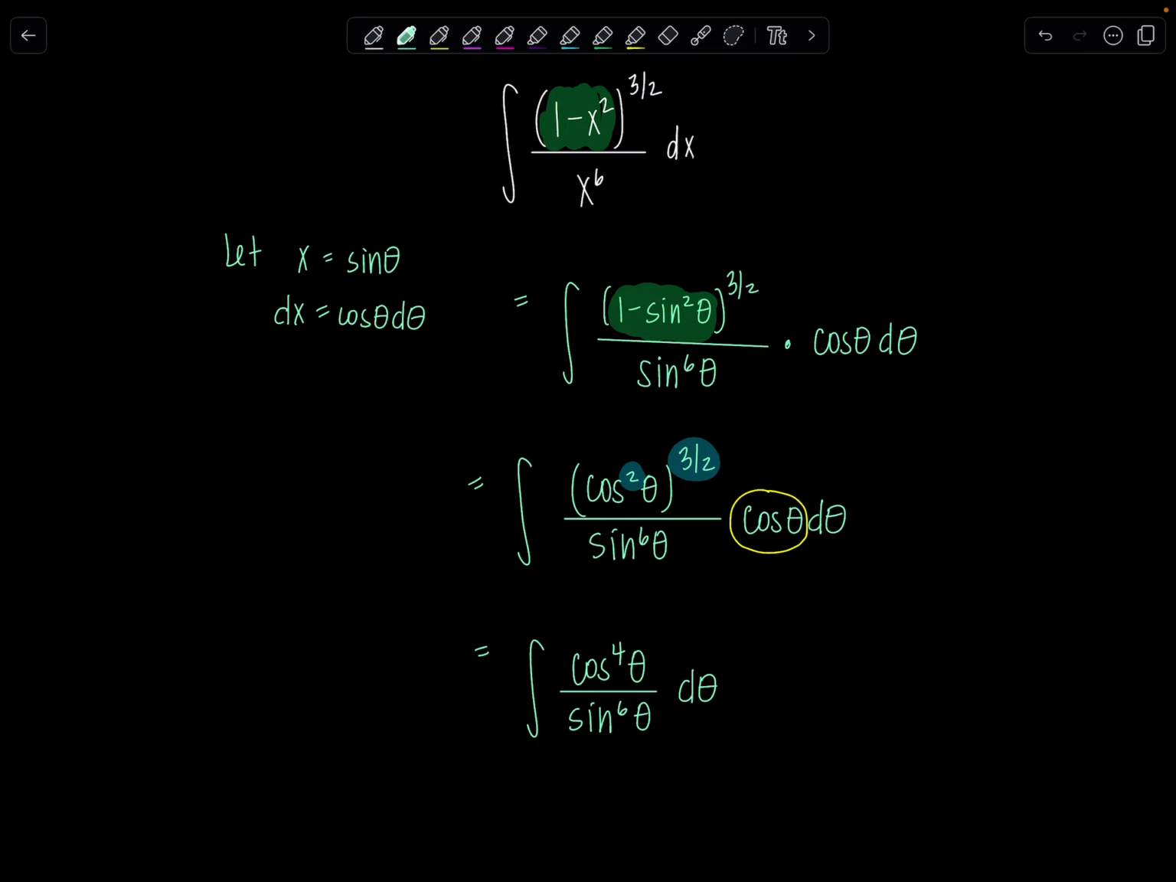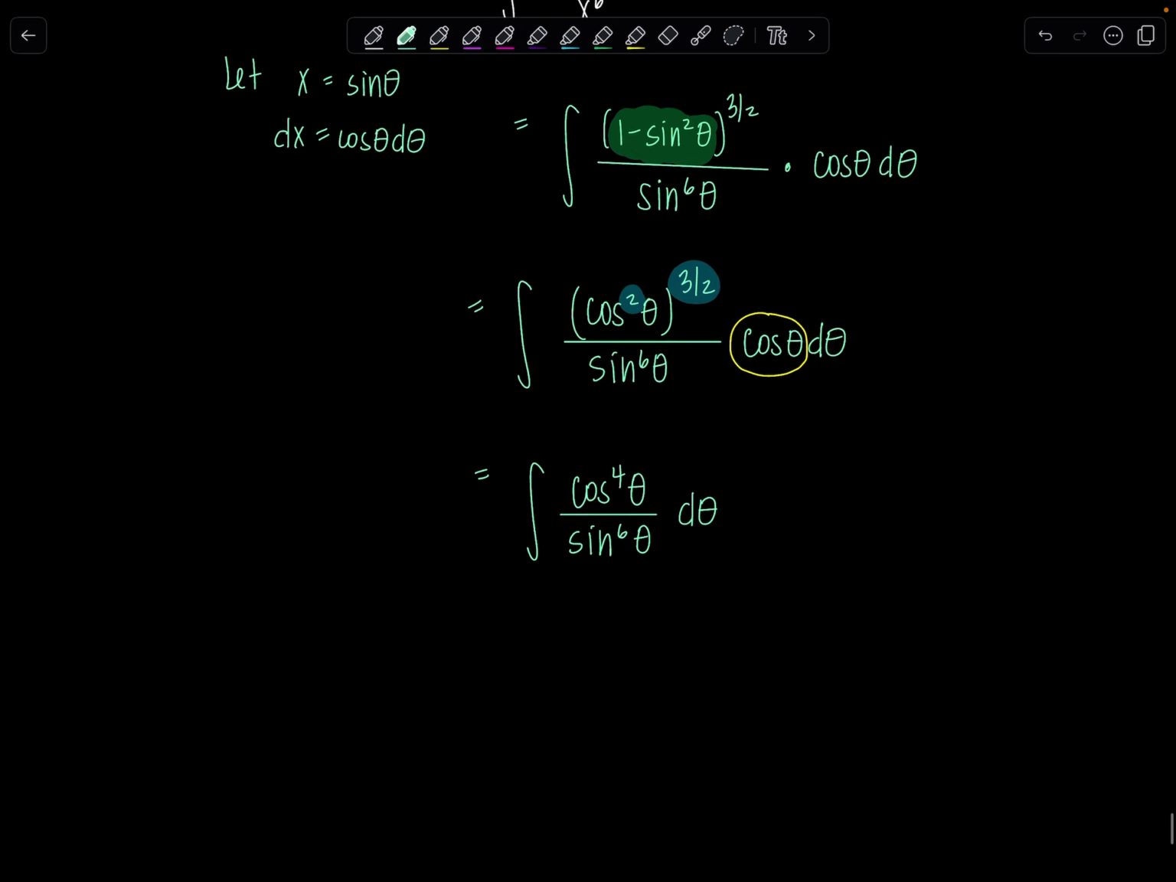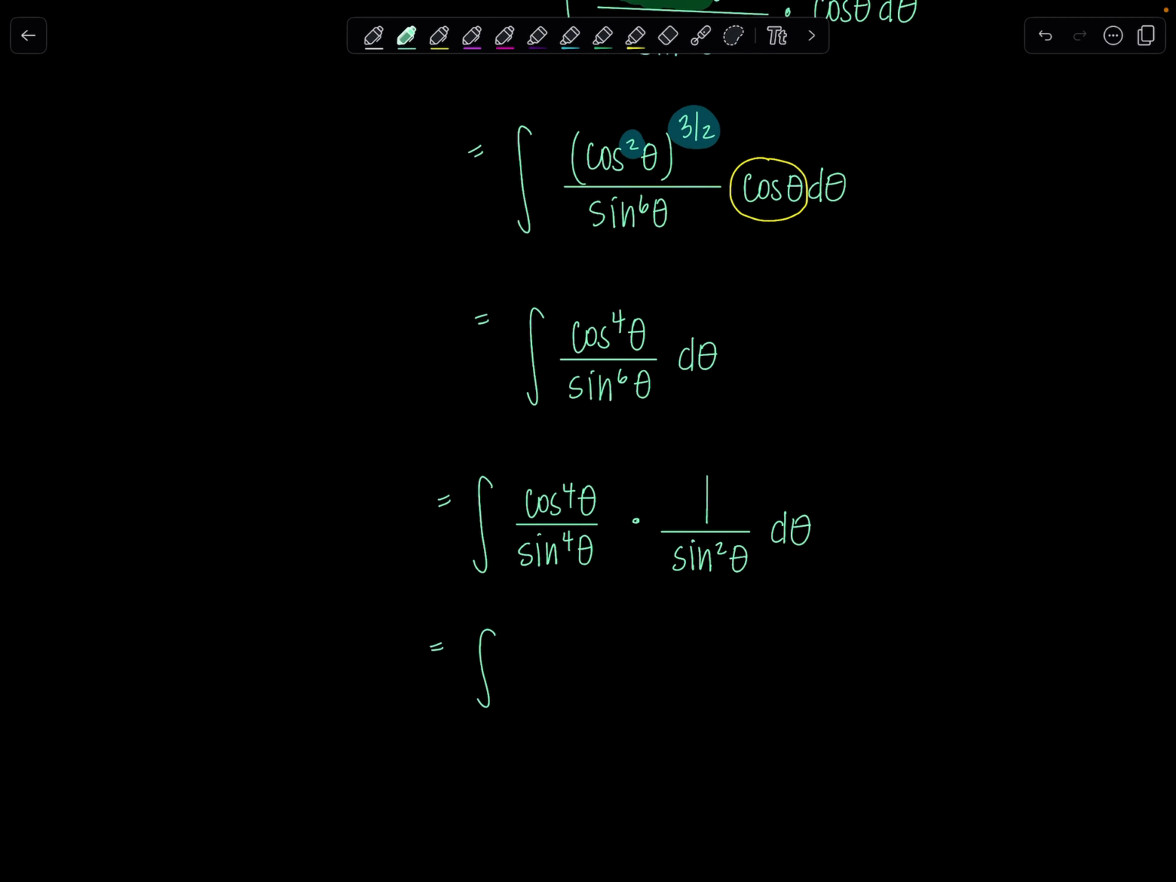I'm inclined to rewrite this using different trig functions. Since I have 4 cosines in the numerator and 6 sines in the denominator, what jumped out to me was to write this as cosine to the 4th theta over sine to the 4th theta times 1 over sine squared theta d theta. And why is this good? Well, then I can write this as cotangent to the 4th theta times cosecant squared theta d theta. And then a u sub would work out ever so beautifully, right?